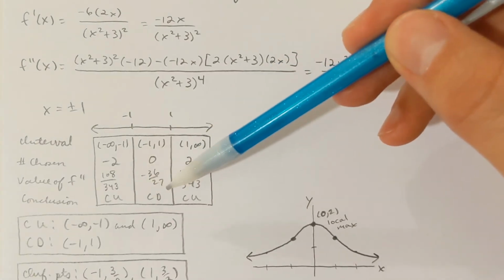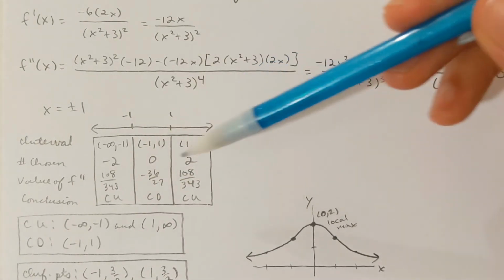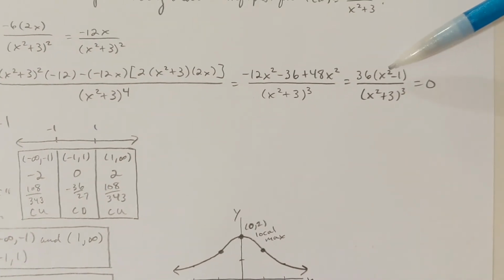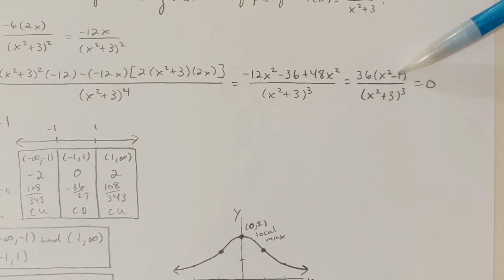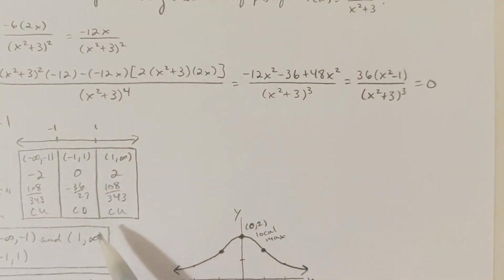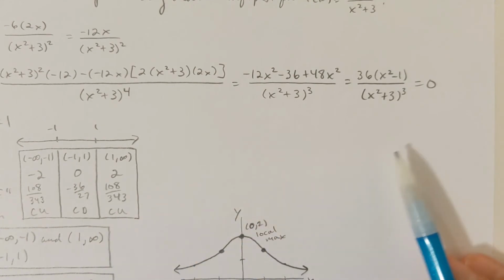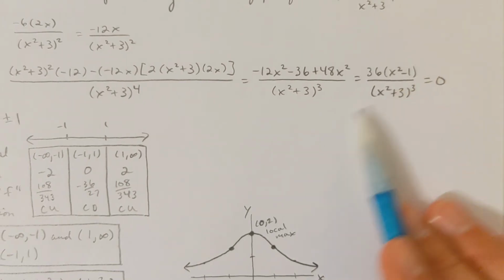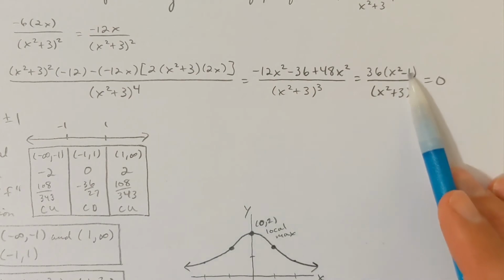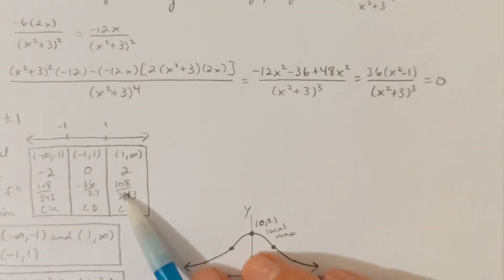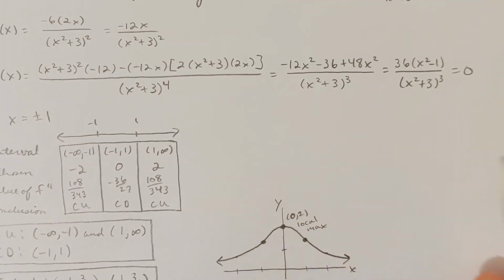Now I need a number in the middle section here. So a number between -1 and 1. If I let x be 0 and I plug that into f double prime, I'm going to have 36 times -1 is -36, divided by 3 cubed is 27. That's a negative number, so I'm going to be concave down on that part of the graph. And then if I were to let x be 2, plug that in, I'll actually get the same output as when it was -2, right, since you're squaring that number. -2 squared is 4, 2 squared is 4, right, so I'll have the same overall value. And that means I'll be concave up again.